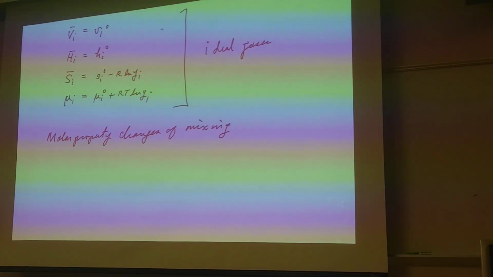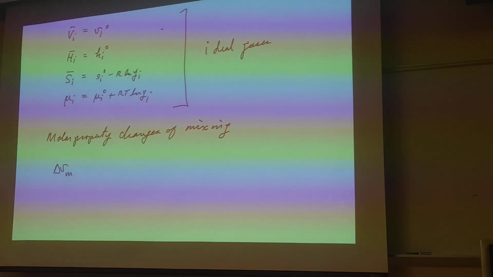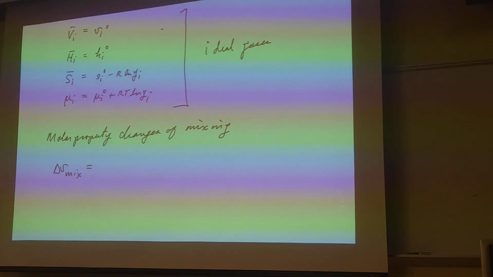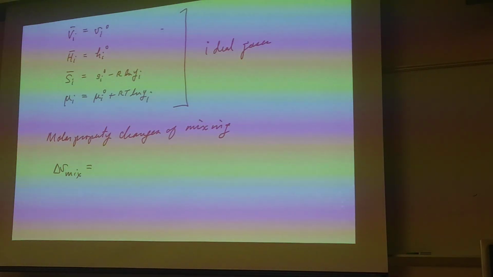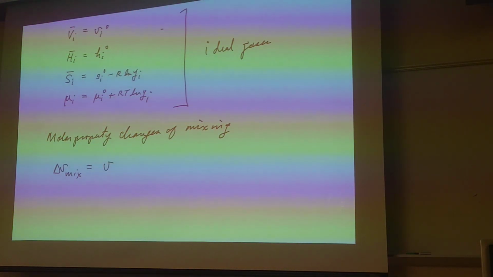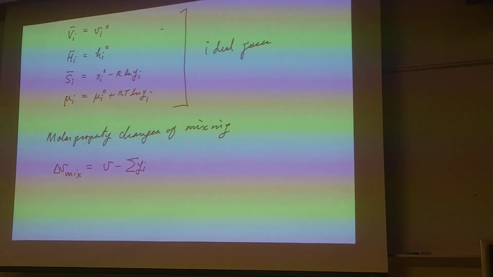Let's start out with volume here. And the notation I'll use is this. And what that means is the change in volume of a system that we experience when I create the mixture out of the appropriate amounts of pure components. So it's equal to the molar volume of the mixture here minus the summation of the pure component values.